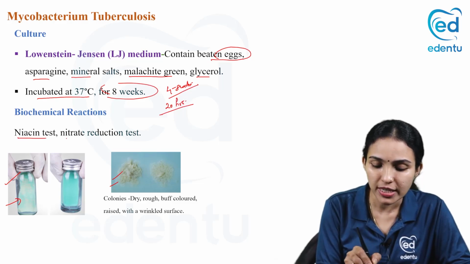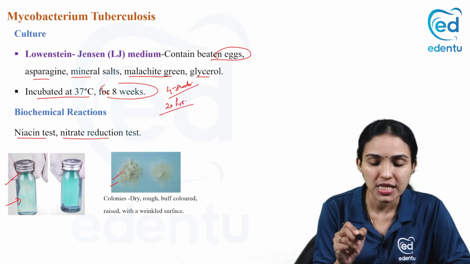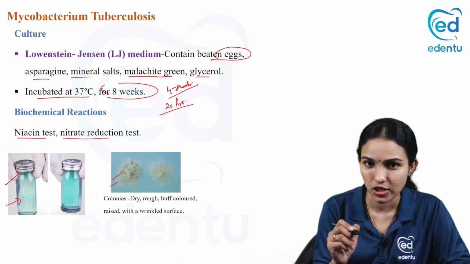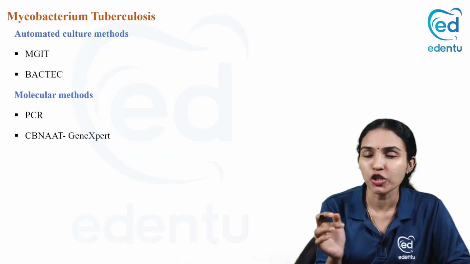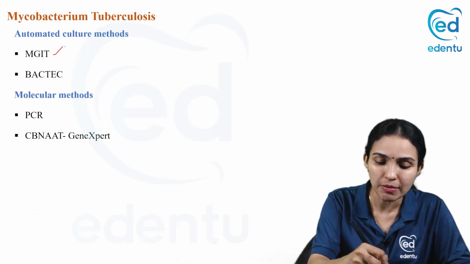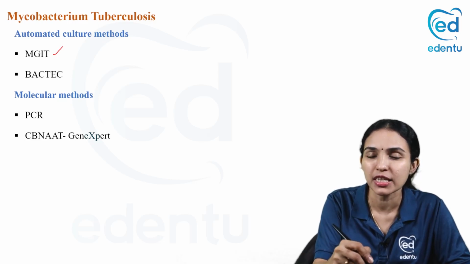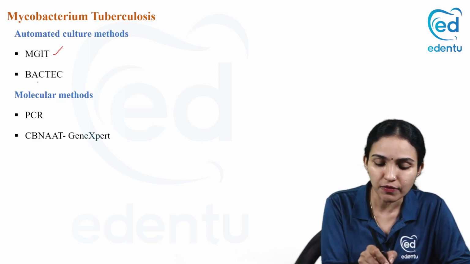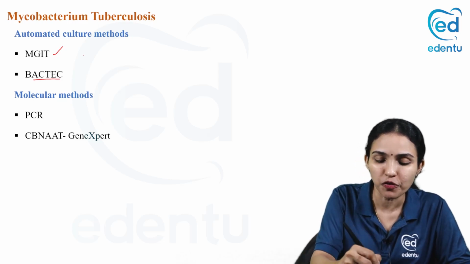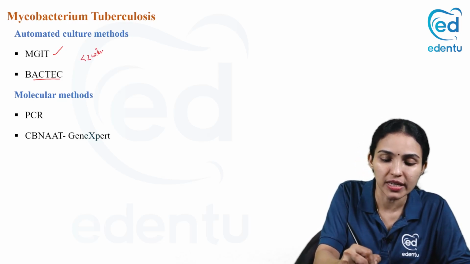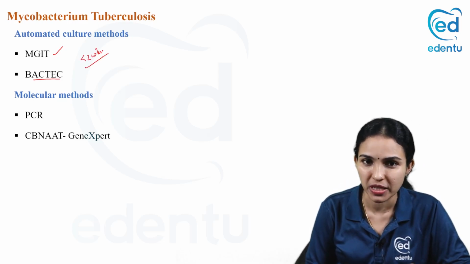The biochemical reactions we do for Mycobacterium tuberculosis are the niacin test and nitrate reduction test; both tests are positive. Now we have certain automated culture methods available like MGIT. MGIT means Mycobacterial Growth Indicator Tube. And we have BACTEC, a commonly used automated method, which will give a faster result. In less than 2 weeks, you will get the cultures positive if you do automated culture.